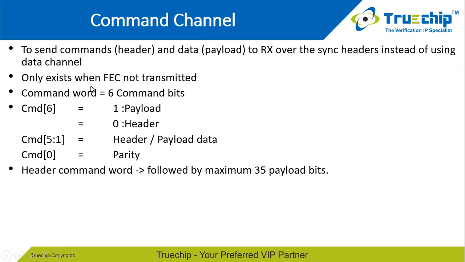A command word can either be a header command word or a payload command word. Also, a header command word may or may not be followed by the payload command word. A command word consists of 6 command bits. The MSB or the 6th command bit indicates whether the command word contains a header or payload. Command bits 1 to 5 consist of header or payload data. The LSB or the 0th bit indicates the parity.